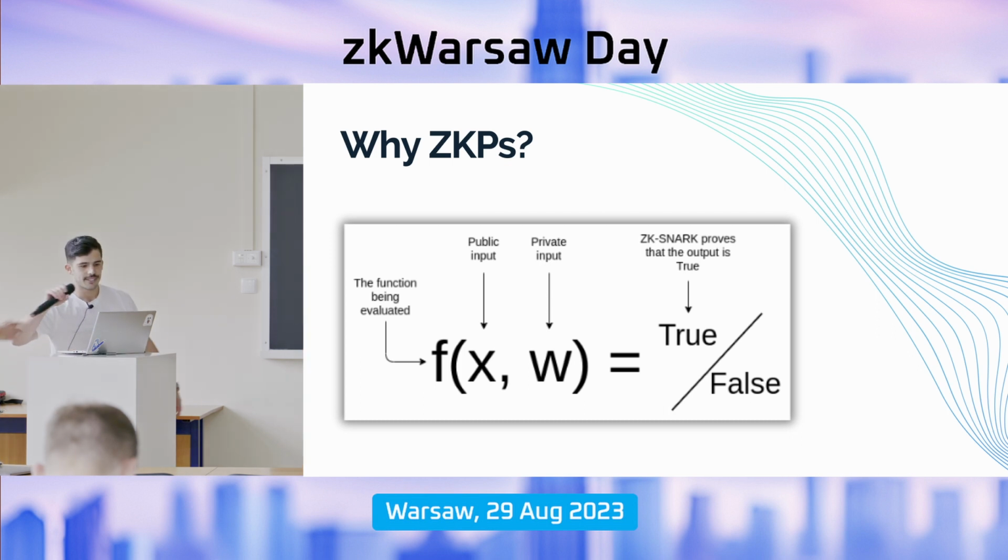Cool. So the function being evaluated, public input, private input, and here's where you would get the value that we're looking for. If the argument is valid, true. If not, we're not going to get that true value.